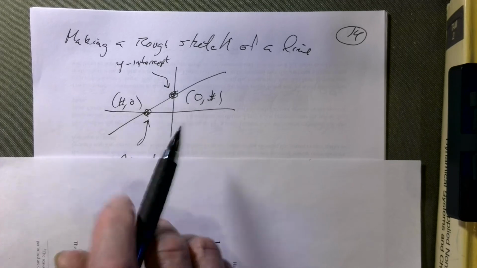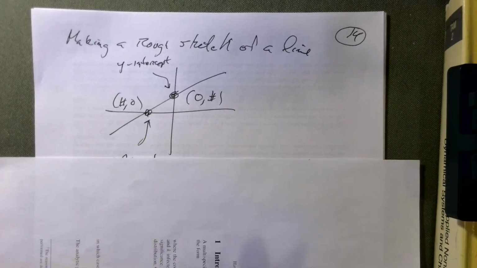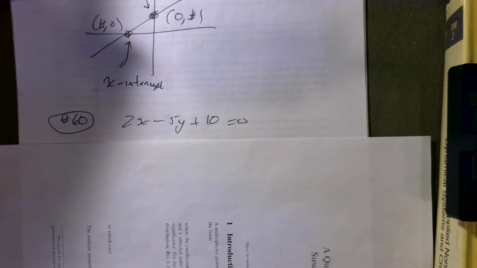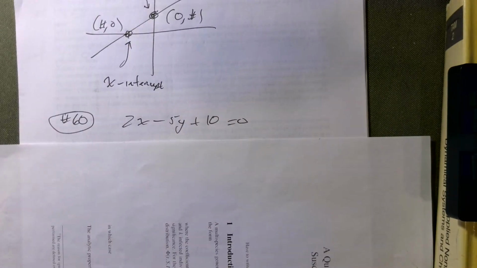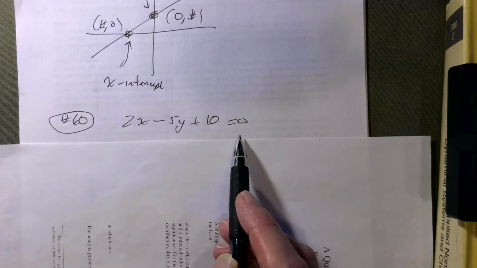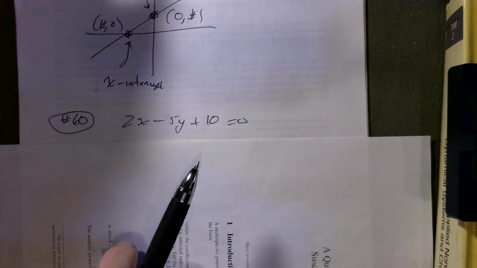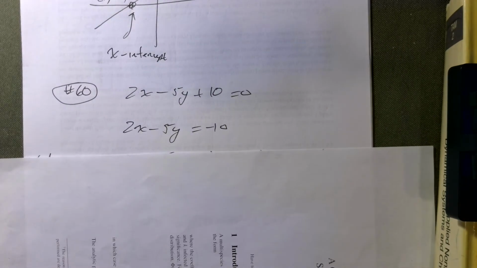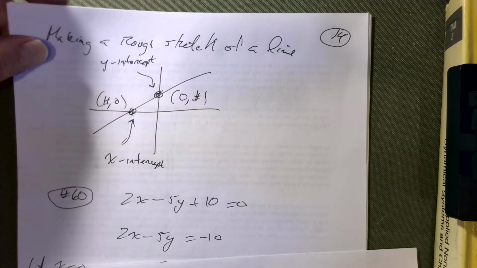Notice I don't go left or right, which means the x is 0. So if I have the equation of a line and I want to make a really quick sketch of it, all I have to do is locate the x and the y-intercepts. And that's what we do. So if we take number 60, I want to get a rough graph of this: 2x minus 5y plus 10 equals 0. And what I'm going to do is take the 10 and subtract it from both sides.